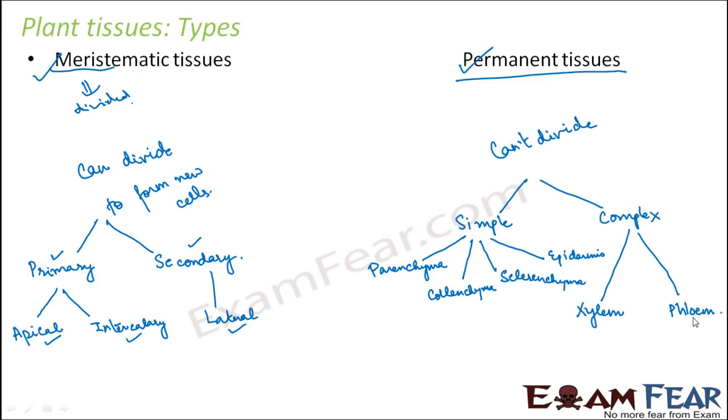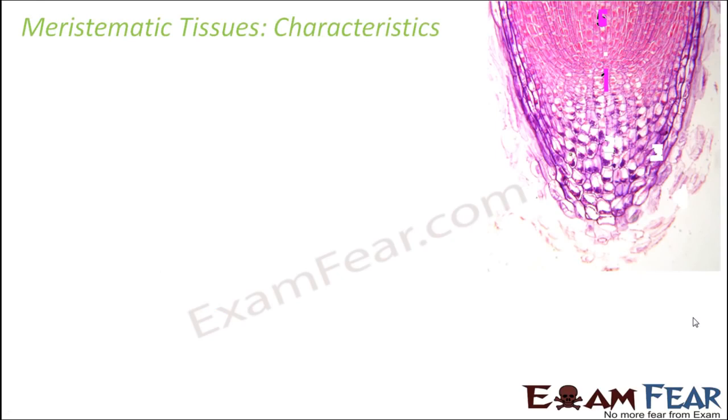So let us start with meristematic tissue. Before we talk about the different types of meristematic tissue, first let us understand the various properties which characterize a meristematic tissue. What are the basic characteristics of meristematic tissues? These are small cells. For each of these characteristics, let us try to analyze why these tissues have these characteristics.